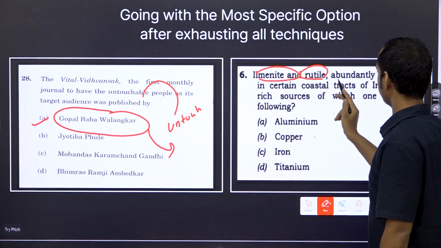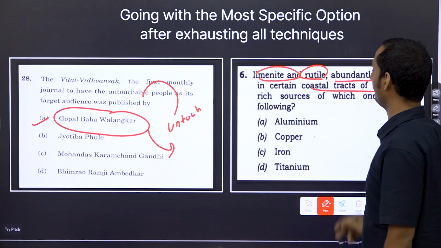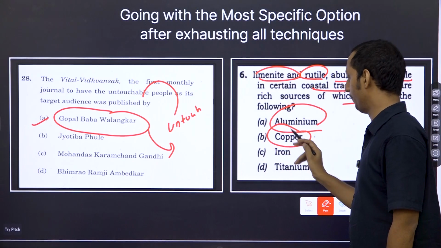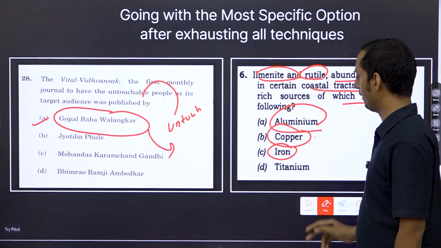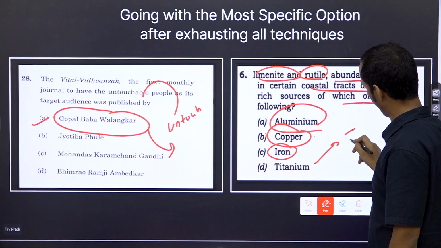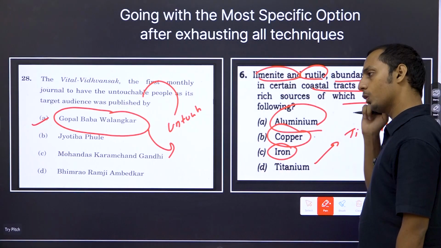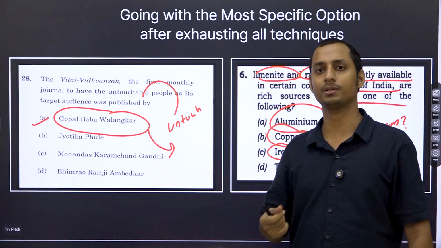Limonite and rutile, abundantly available in certain coastal tracts of India, are the source of which of the following? Aluminium is a general option. Copper is a general option. Iron is a general option. Now, why did UPSC provide titanium here?